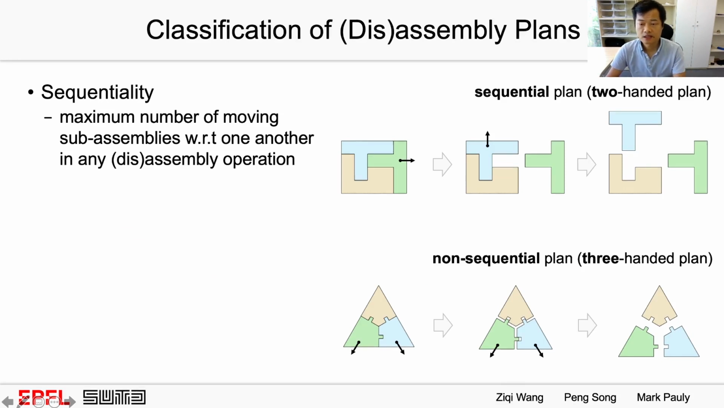Classification of disassembly plans. Disassembly plans can be classified as sequential and non-sequential. A sequential plan is also called a two-handed plan. That means you can always use 2 hands to disassemble the parts. See this top example. The bottom example shows a non-sequential plan, or a 3-handed plan. We need 3 hands to disassemble it. 1 hand to fix the orange part, 1 hand moves the green one, and 1 hand moves the cyan one.